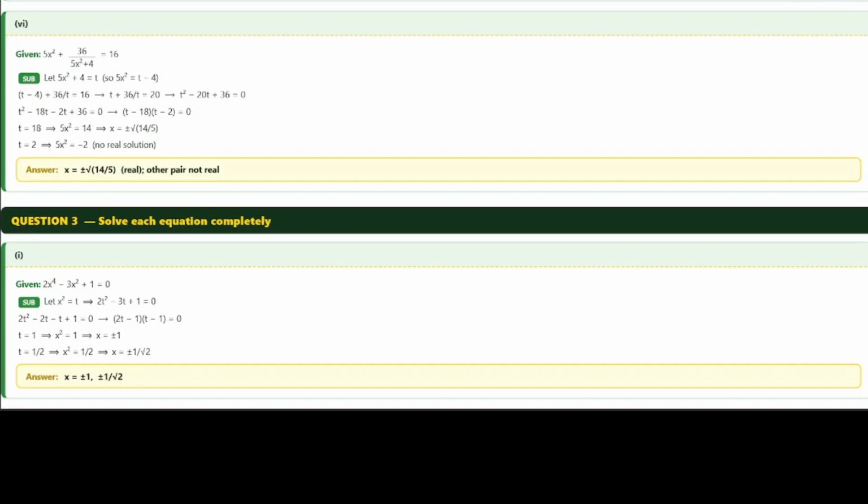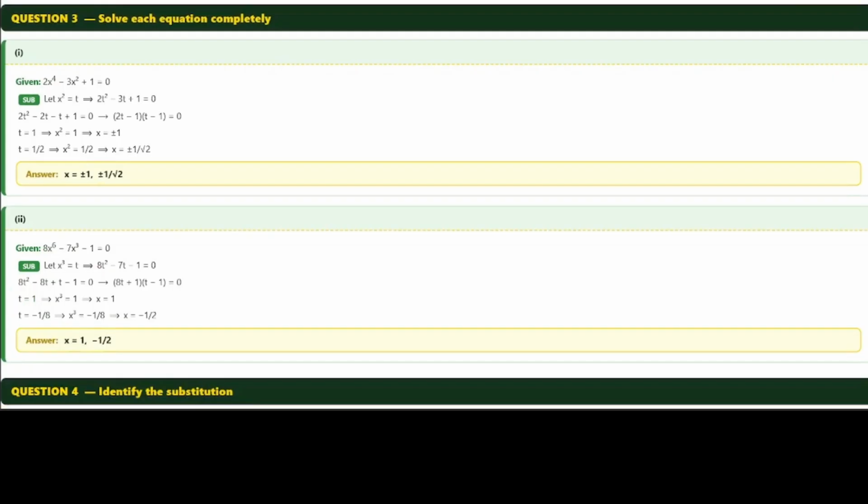We can replace the value of t with the original value, which was 5x square. So if we divide both sides with 5, we get x square is equal to 14 by 5, and we can take the square root. So x will be plus minus under root 14 by 5. And for the second part, 5x square is equal to negative 2. Here, even if we divide both of the sides with 5 and then take the square root, our answer will be imaginary. So that means we can only write the real solutions. The other pair is not real. So the values of x are 2. First value is plus under root 14 by 5, and the second is negative under root 14 by 5.